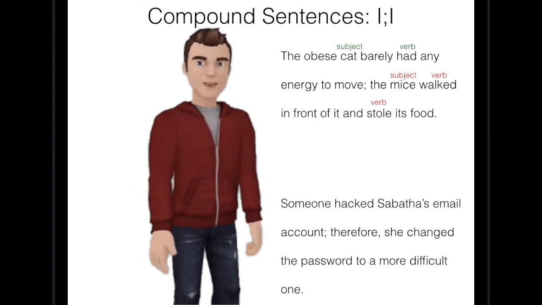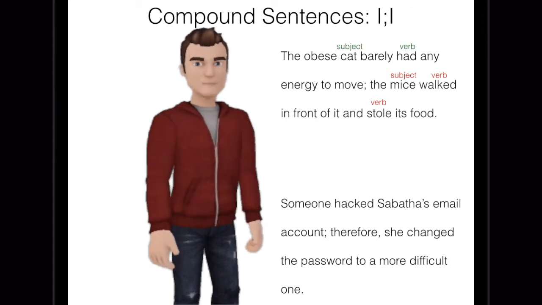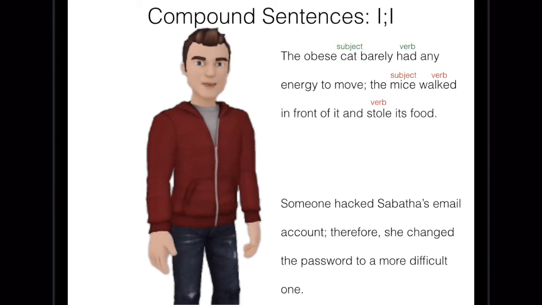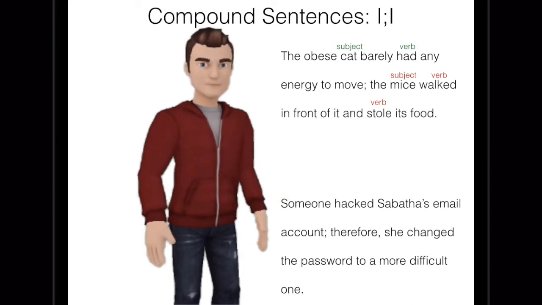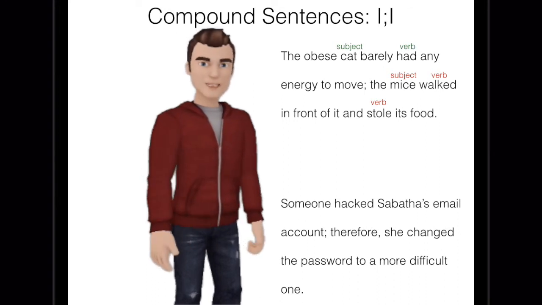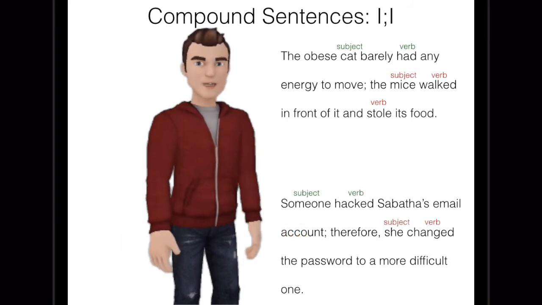However, there's another way where right after the semicolon you can have an adverbial conjunction, which isn't the same thing as a regular conjunction. So in this one, we have: someone hacked Sabatha's email account; therefore, she changed the password to a more difficult one. And so we have subjects and verbs on both sides, and then therefore right after the semicolon.